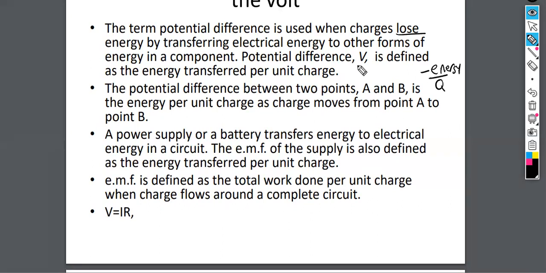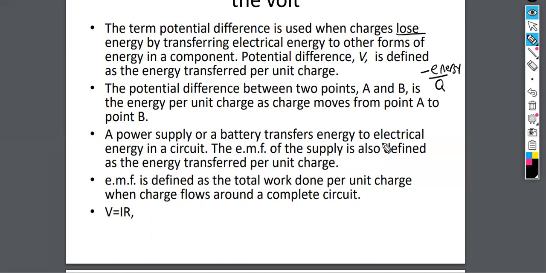The potential difference between two points A and B is the energy per charge as charge moves from point A to point B. That's a good textbook definition for potential difference. It's just like saying that that's where we lose the energy. A power supply or battery transfers energy to electrical energy in a circuit. The EMF of the supply is also defined as the energy transferred per charge.